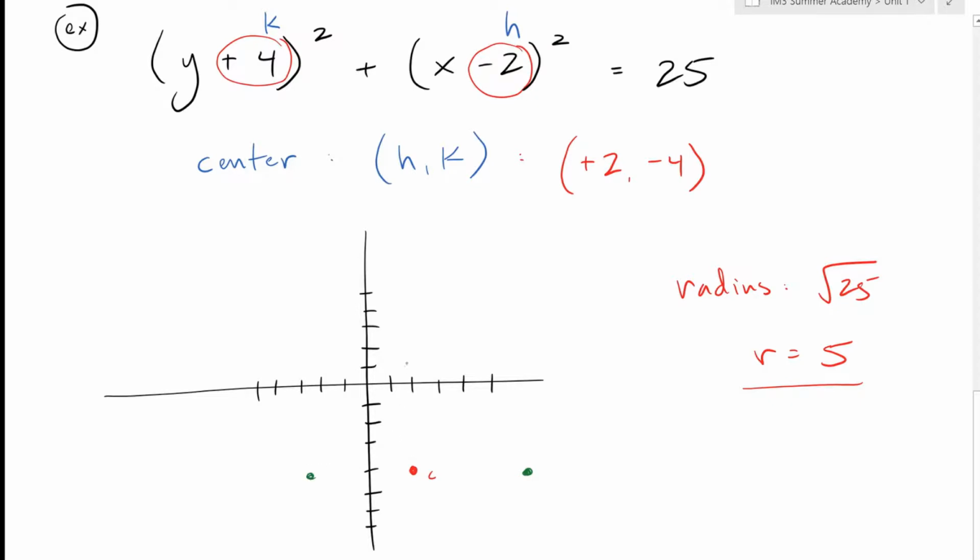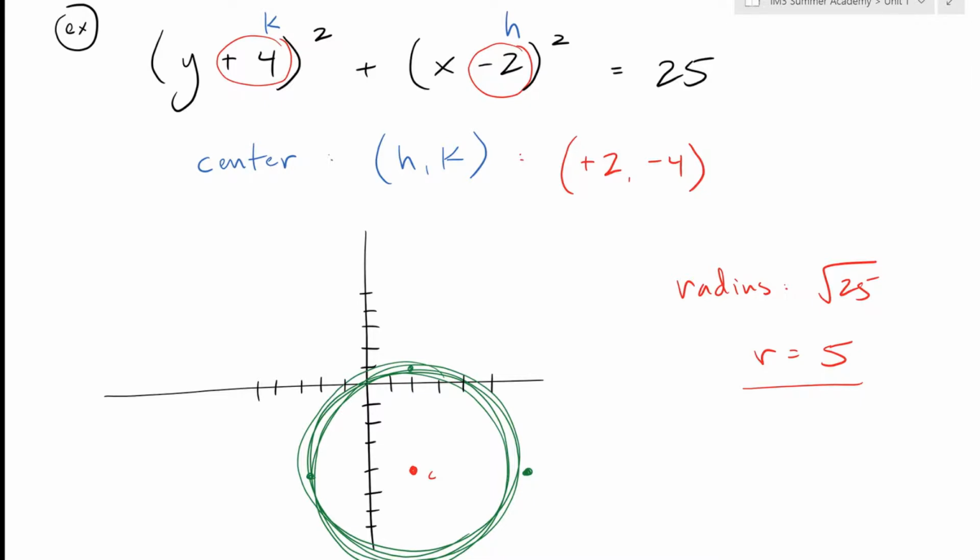5 up should put us right about there. And 1, 2, 3, 4, 5 down. I've run out of room on my graph. But there we go. And then we do our best to circle this up. And there we go. Okay, so we have a circle that's centered in quadrant 4 with a radius of 5. All right, so nothing real tricky about these ones. We can try a couple more.